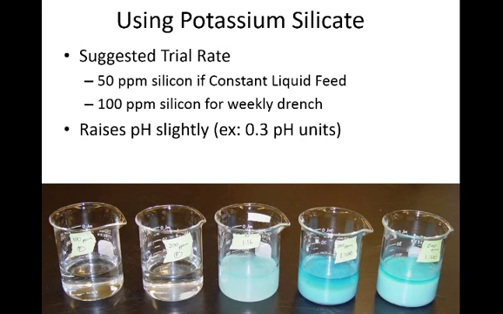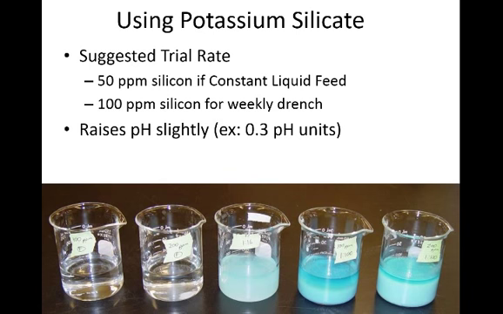And the suggested trial rate, so we've used 50 parts per million silicon if you're applying that in that constant liquid feed situation, and 100 parts per million silicon if it is that weekly drench. It is a basic material, so it does raise the pH slightly. So for example, in our experiment with bedding plants, given weekly drenches for 10 weeks, we found that the pH of the silicon-treated plants was about 0.3 pH units higher than our plants that did not receive silicon.